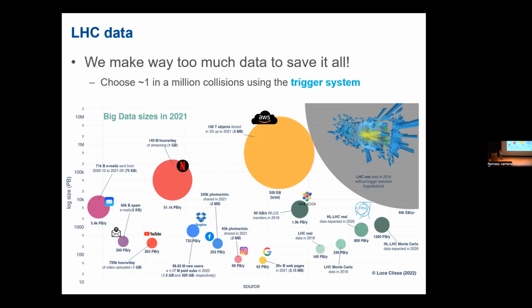So we have to make selection very quickly in our detector systems about what we think is interesting. That gets us down to this little circle here. In the next phase of the LHC, we're going to collect even more data than we have before. But even after we do this hardware level selection, we're going to end up with a bigger circle than we have now. So yeah, we save about 1 in a million collisions, and this is all called the trigger system. Very quick selection that we have.